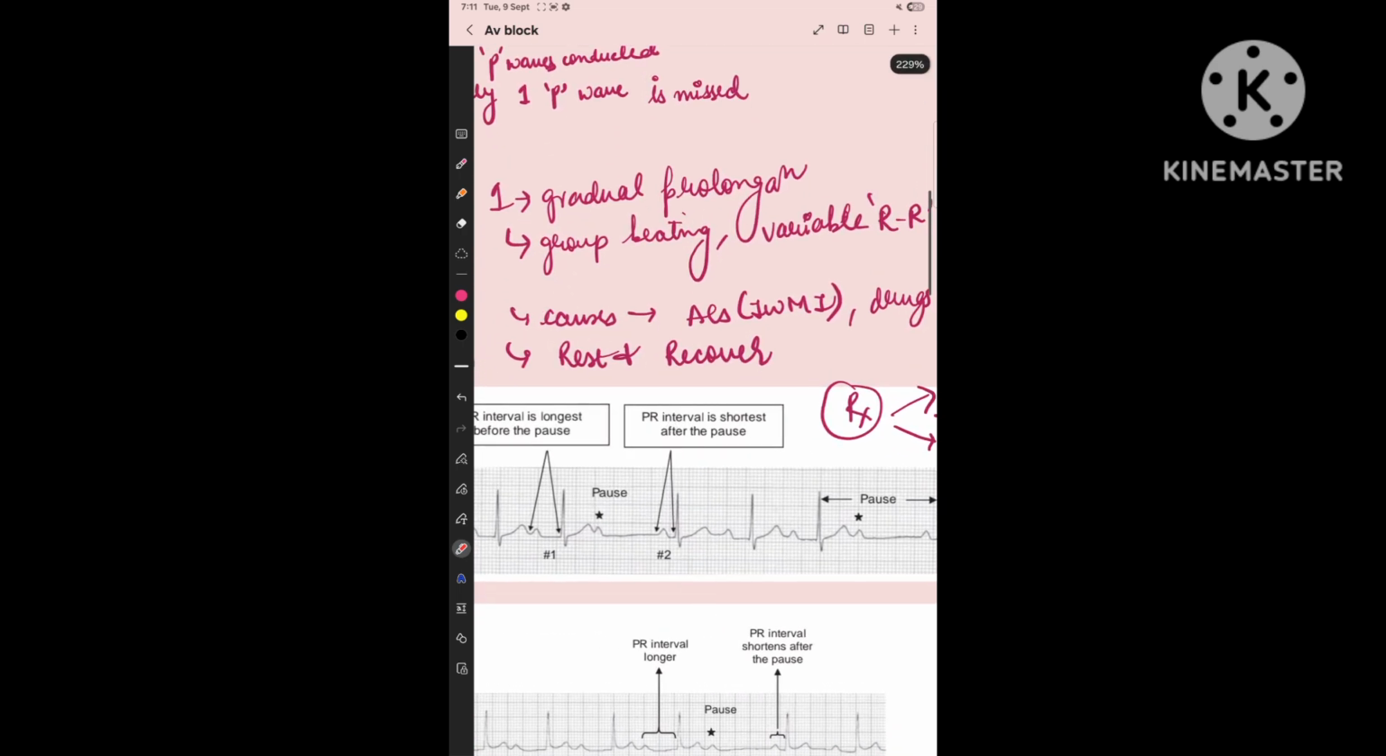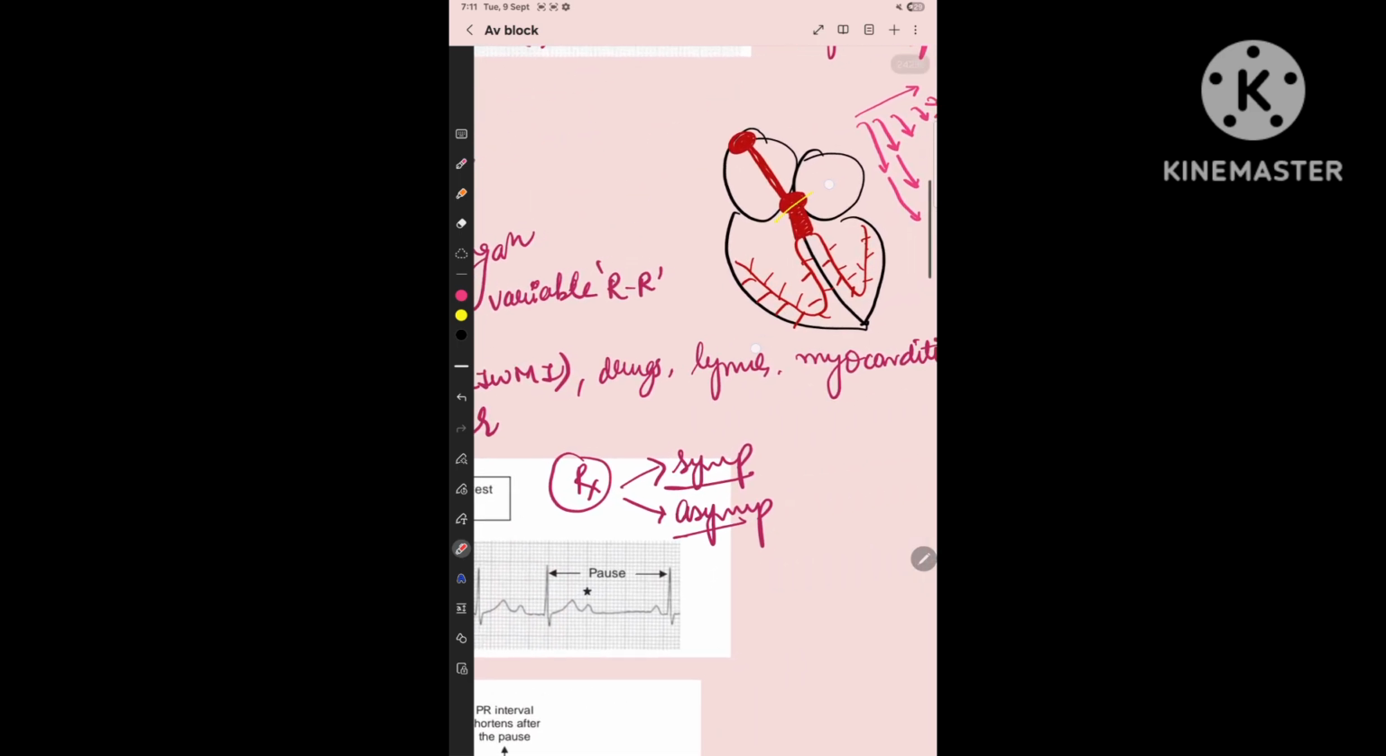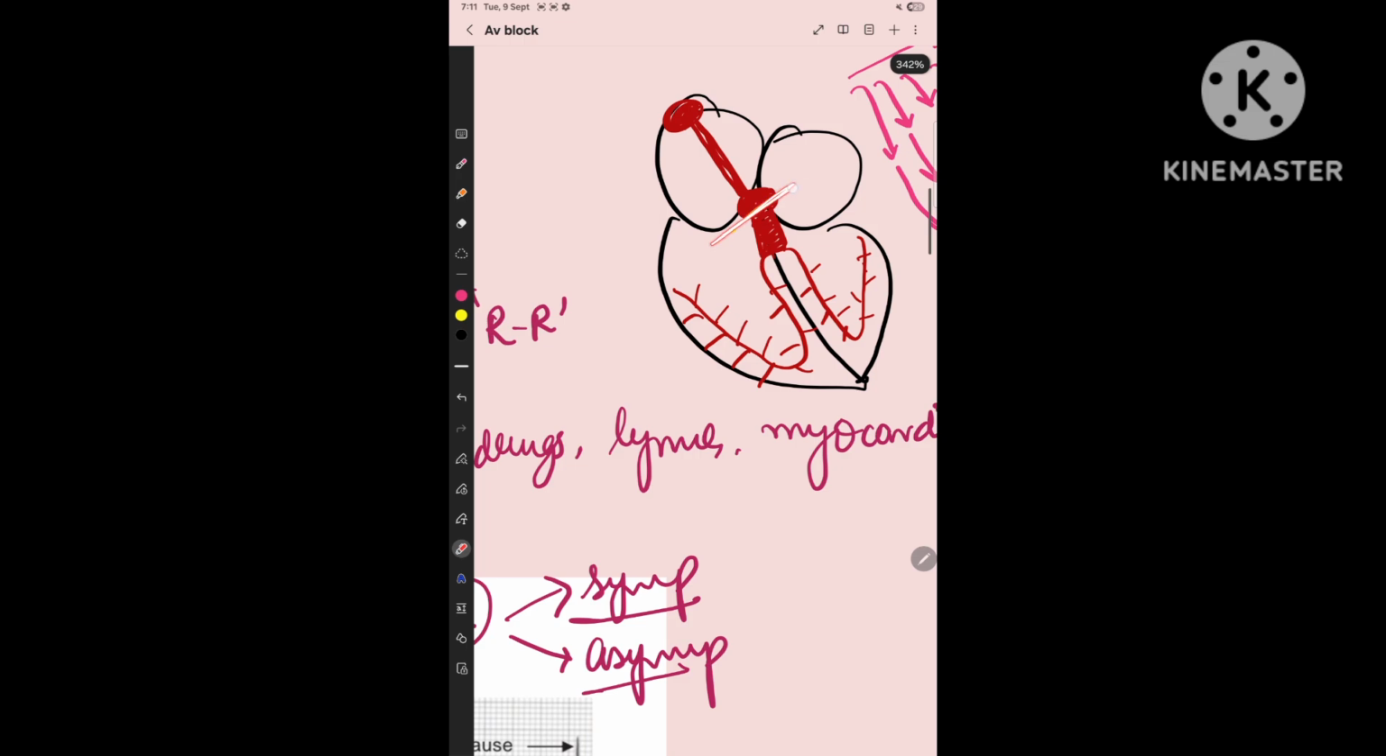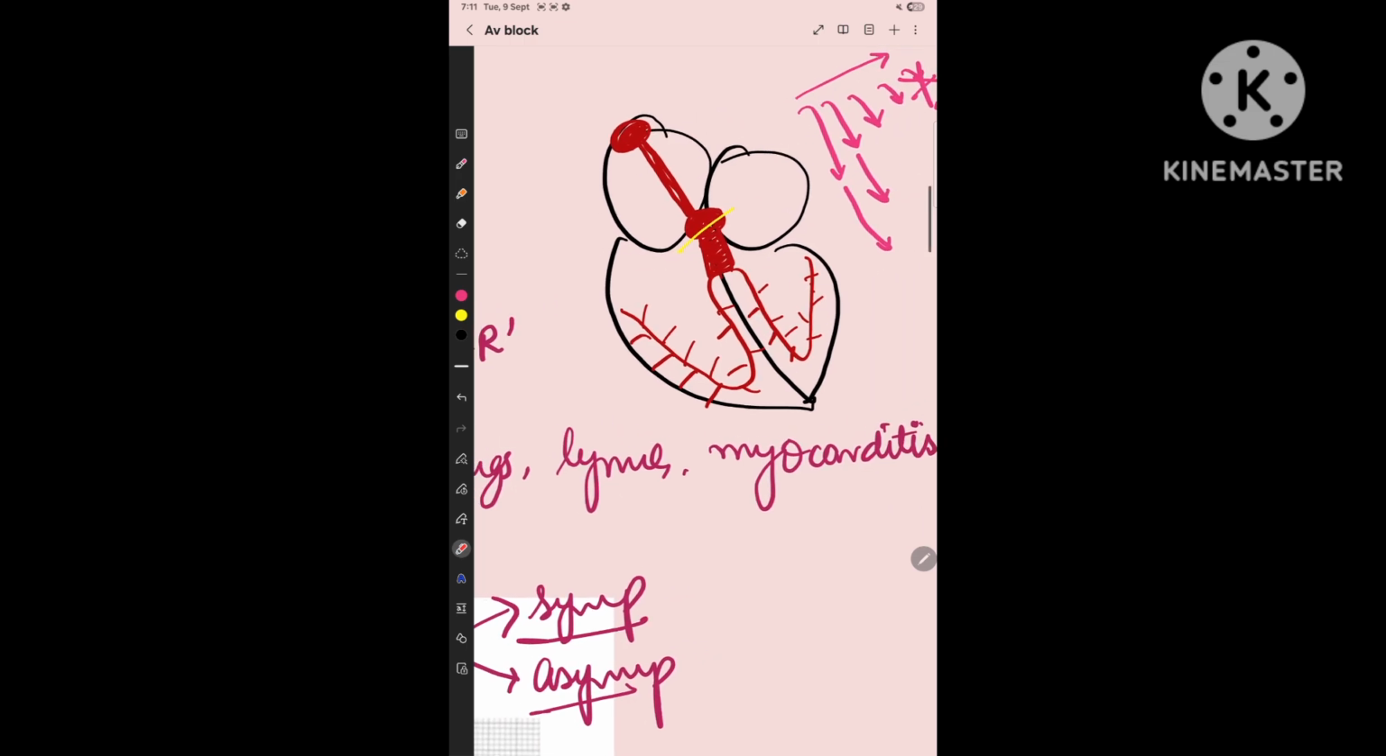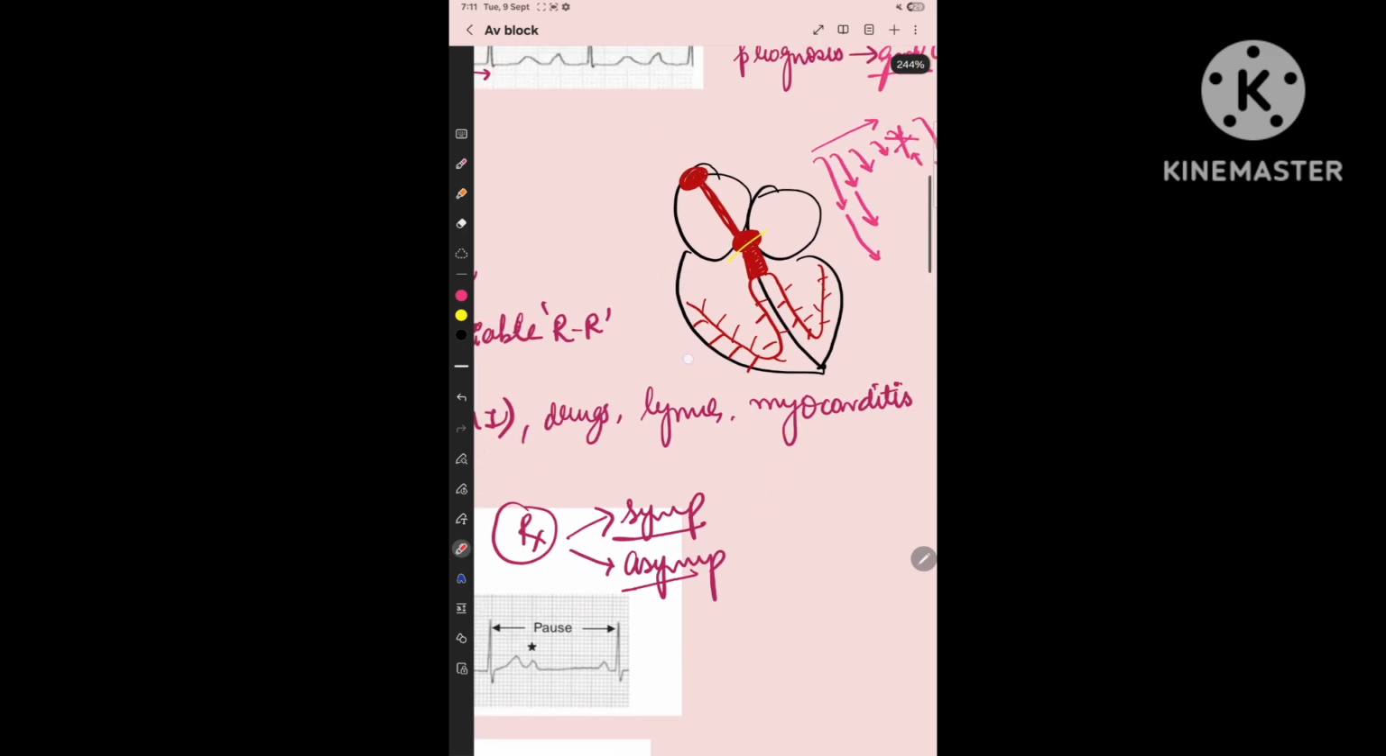Also, you will notice that in this ECG, all the QRS complexes are narrow. They are not wide because the pathology was at the level of the AV node, and when the conduction was missed, the next conduction was happening through this route only. So all the QRS complexes were narrow.